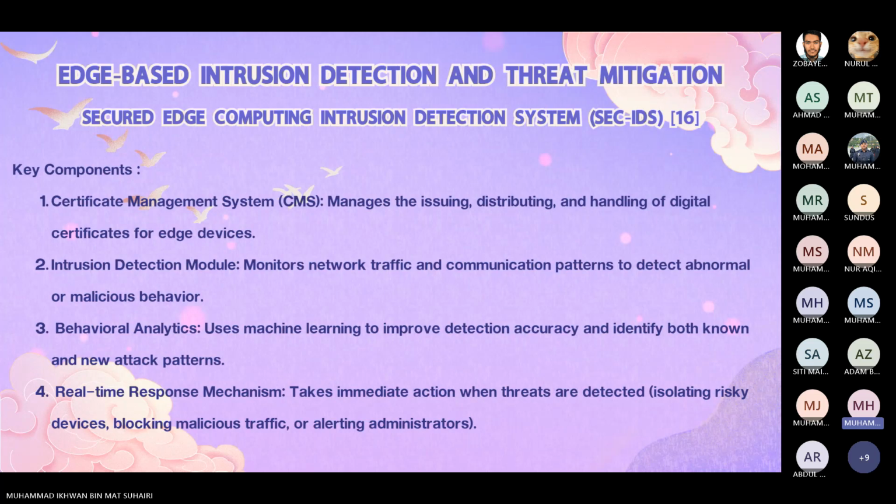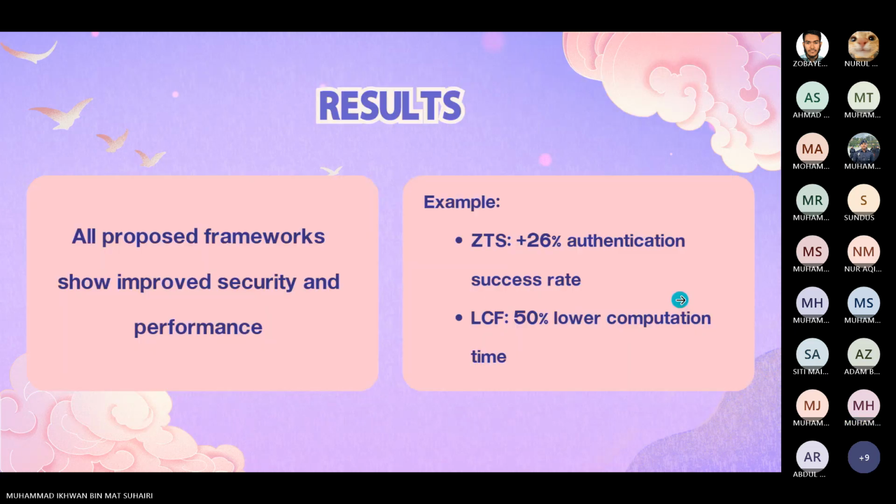Second, the Intrusion Detection Module. It monitors network traffic and communication patterns to detect abnormal or malicious behavior. Third, Behavioral Analytics. It utilizes machine learning to constantly improve detection accuracy, allowing the system to identify both known attacks and brand new ones. And finally, the real-time response mechanism. It takes immediate action when threats are detected, such as isolating a risky device, blocking malicious traffic, or alerting the administrator right away.